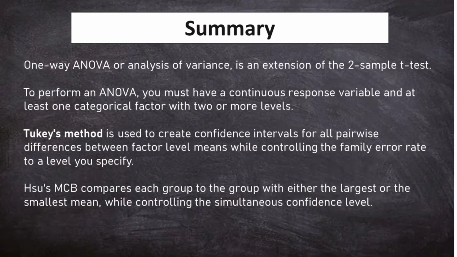In summary, one-way ANOVA, or analysis of variance, is an extension of the two-sample t-test. To perform an ANOVA, you must have a continuous response variable and at least one categorical factor with two or more levels. Tukey's method is used to create confidence intervals for all pairwise differences between factor level means while controlling the family error rate to a level you specify. Hsu MCB compares each group to the group with either the largest or the smallest mean, while controlling the simultaneous confidence level.